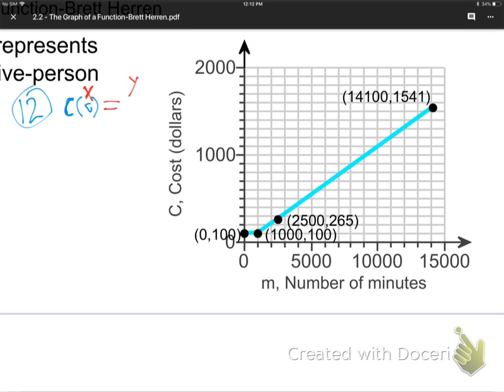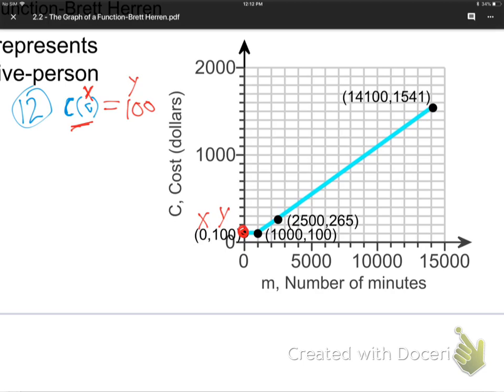Let's go to the graph. Find the point with an x value of 0. Well, that's this dot right here. His x value is 0. His y value is 100. So 100 is the answer. Everybody with me on that? Same thing as before. You find the dot with the x value 0. What it equals, what the answer is, is the y value.